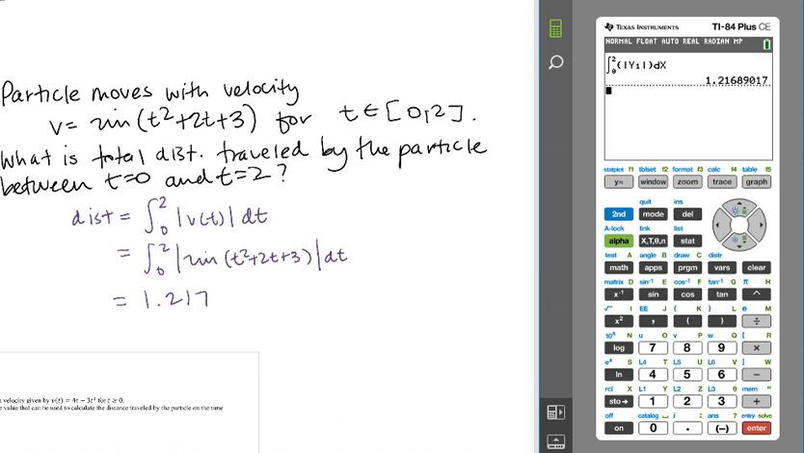Okay, if we look at the graph of this thing, we'll see that it was negative for a while, and then it was positive, and then it went negative again. Okay, so the displacement would most likely be negative. But if we count all of this area, the odometer doesn't care if you're going north, south, east, or west. It's just going to keep piling up the miles. And so, looks like this particle traveled 1.217.